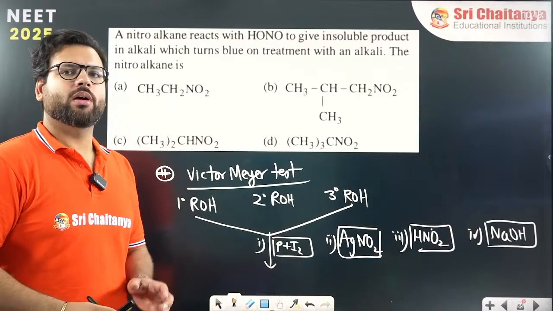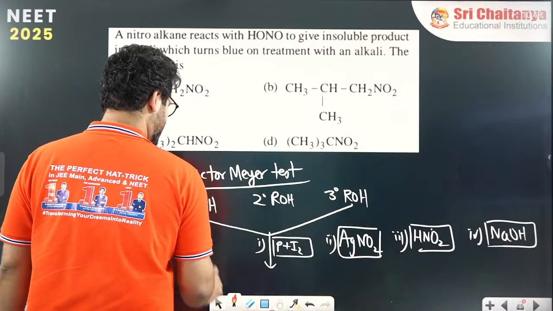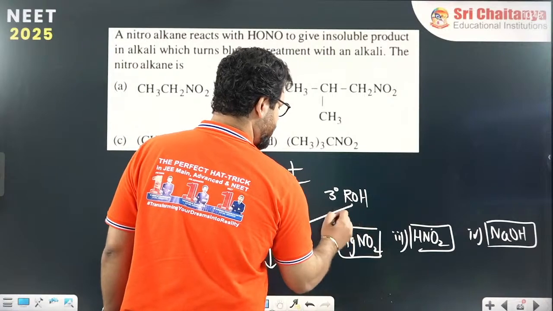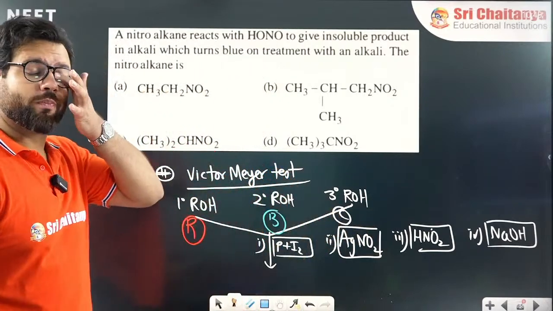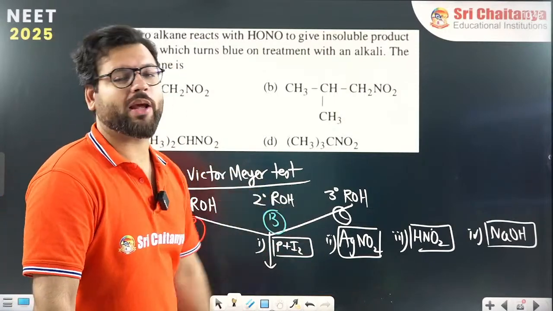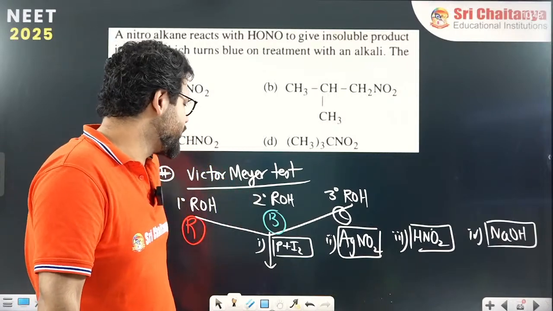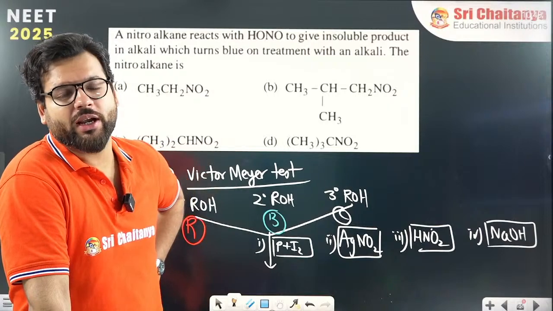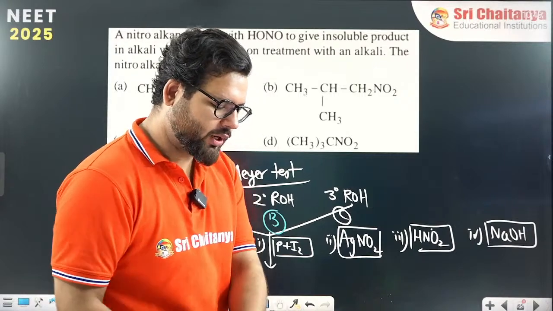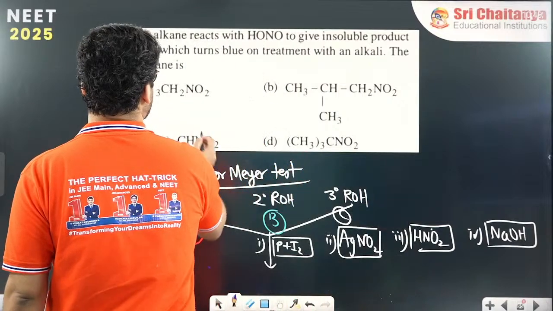If you get a red color, RBC, you can remember RBC: red, blue, colorless. So if it was a primary nitro group, primary alcohol will give primary alkyl iodide, primary alkyl iodide will give primary nitro. If it was primary nitro, red color comes. If it was a secondary nitro, blue color comes. If it is tertiary nitro, nothing happens. So here they are asking you blue color. Blue color means secondary nitro they are talking about. Secondary nitro, which is C option.